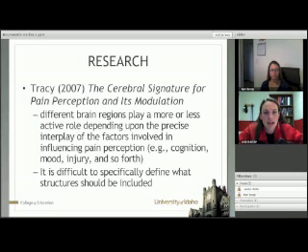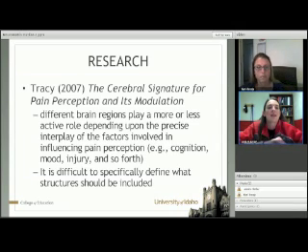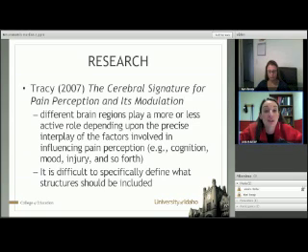Also, Tracy believes that different pain regions play more or less active roles depending on the precise interplay of the factors involved. So, depending on what else is happening in the body, parts of the brain are sometimes otherwise occupied and they give less input. And we talked about that a little bit earlier.